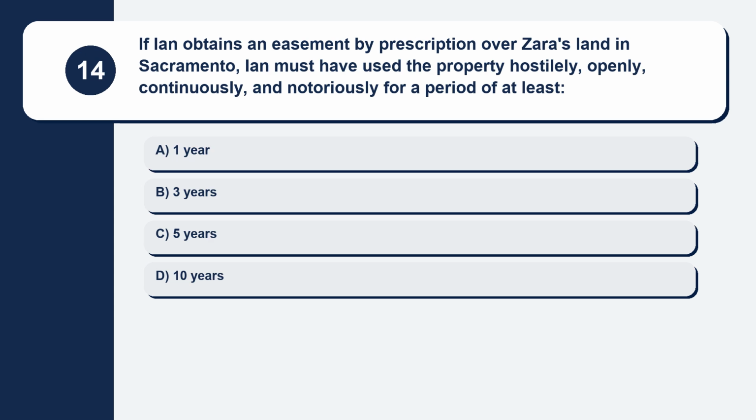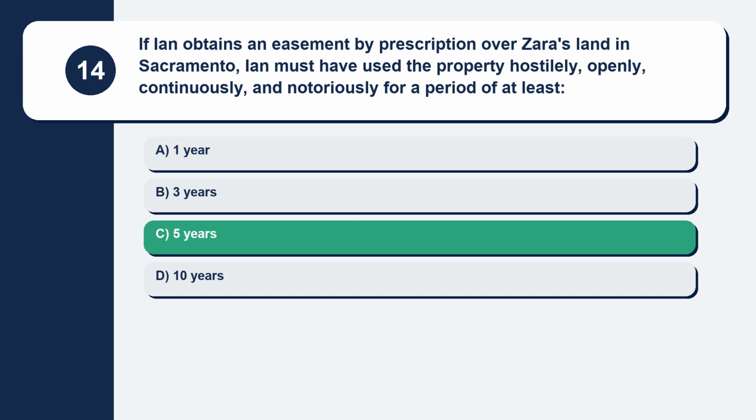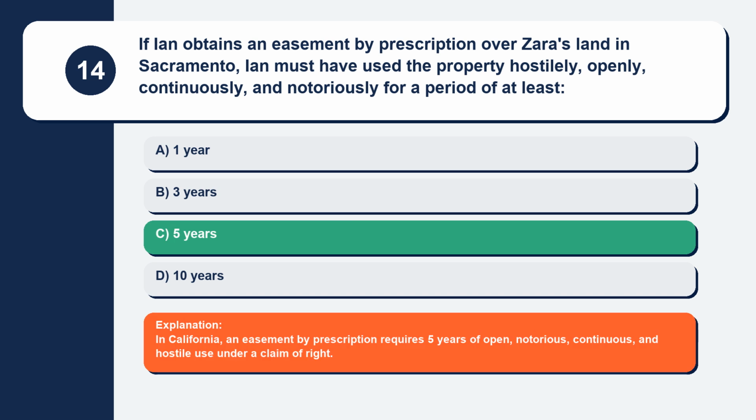Question 14. If Ian obtains an easement by prescription over Zara's land in Sacramento, Ian must have used the property hostilely, openly, continuously, and notoriously for a period of at least. Here are your options. Option A, 1 year. Option B, 3 years. Option C, 5 years. Option D, 10 years. The correct answer is option C, 5 years. Explanation: in California, an easement by prescription requires 5 years of open, notorious, continuous, and hostile use under a claim of right.